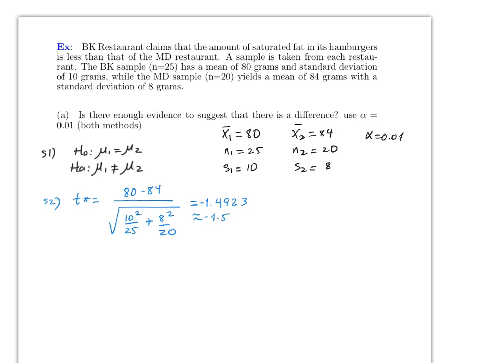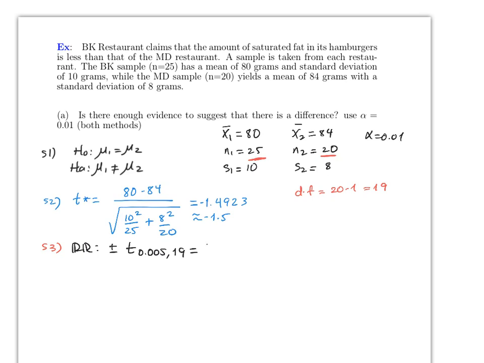Now you should find the degrees of freedom from here, because we're going to need it in step 3. Remember, the degrees of freedom is the smallest n. So the smallest of these two is 20. So 20 minus 1 is 19. So that will be the degrees of freedom. So then for step 3, we need to find the rejection region, which remember will be plus or minus t of 0.005, because alpha has to be divided by 2, and 19 degrees of freedom.